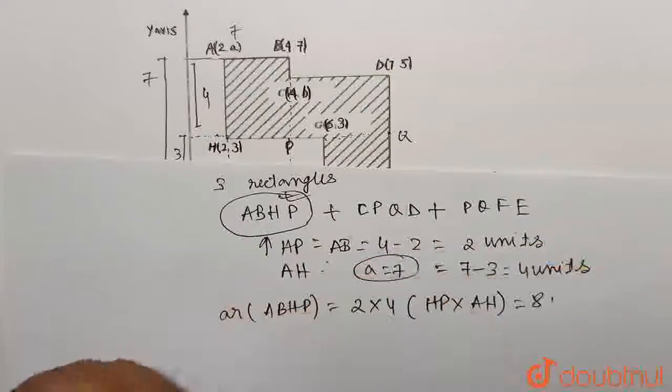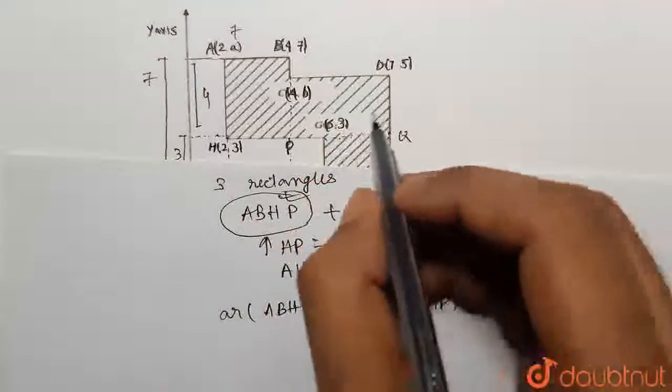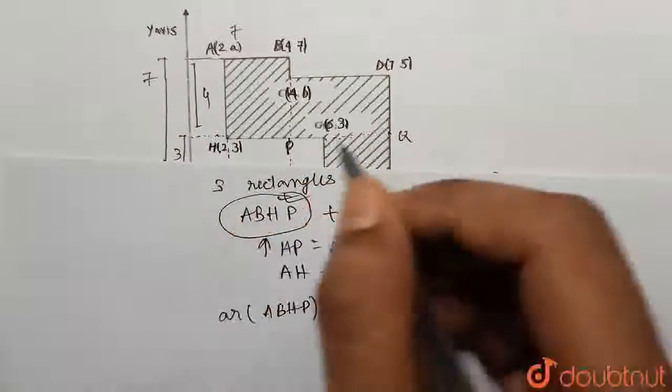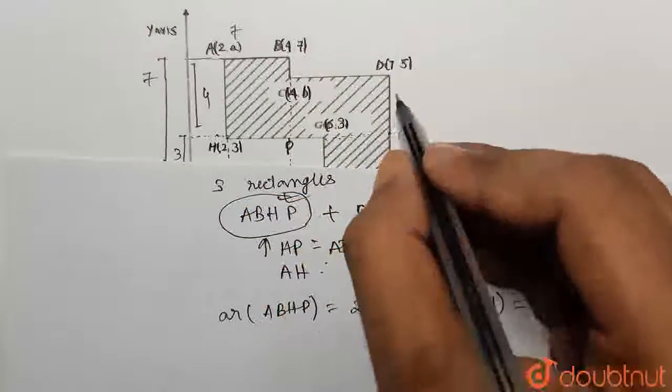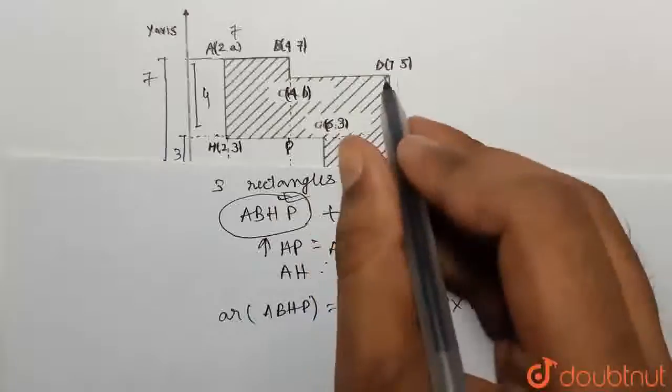So CPQD. Again, I will do the same things over here. So for this rectangle, I again need the length and the breadth. Okay, so what is the length? Length is this part and breadth is this part. So I need the length of PQ and DQ.